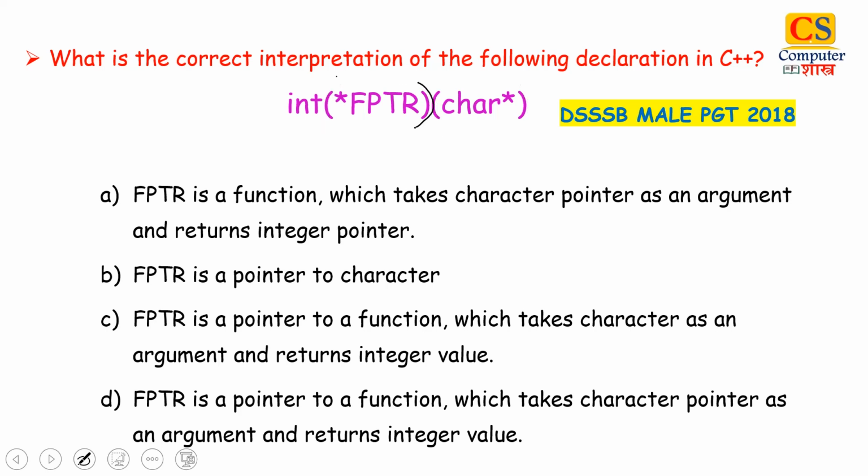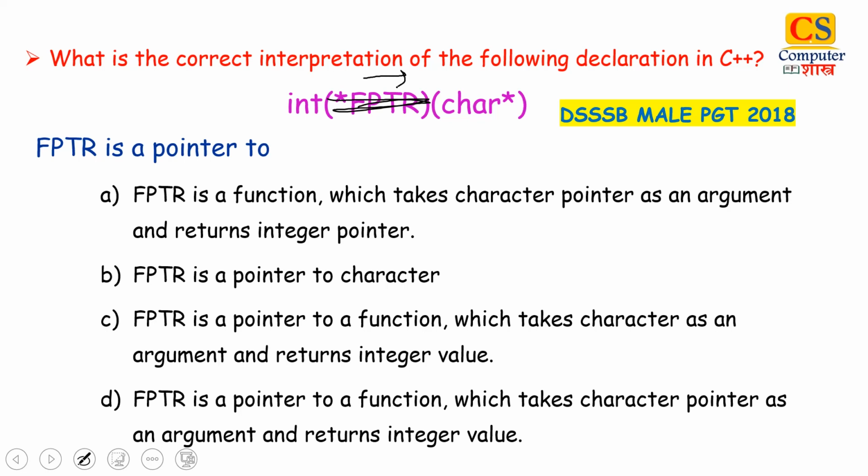Due to the parenthesis bracket, we cannot move further towards the right. So we must move towards the left. We will have this pointer after this variable. So our decoding will be like FPTR is a pointer to, this is done. Now this bracket is done. Next we need to move towards the right because we can move towards the right. So we have to move towards the right.